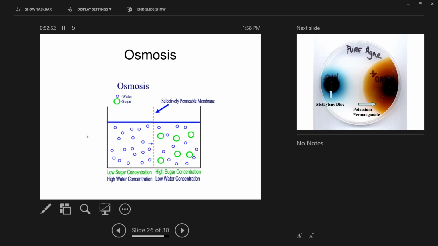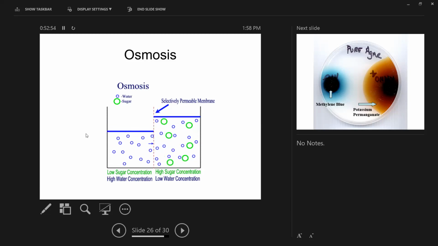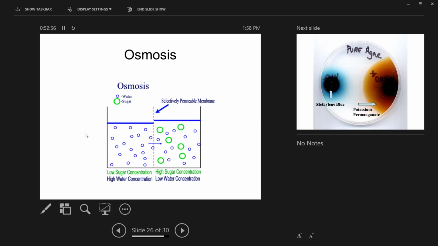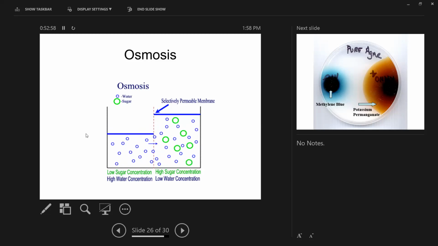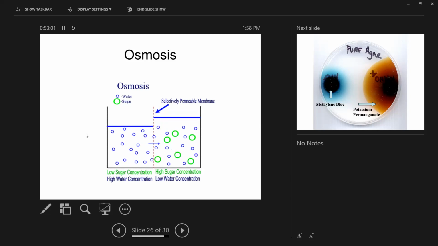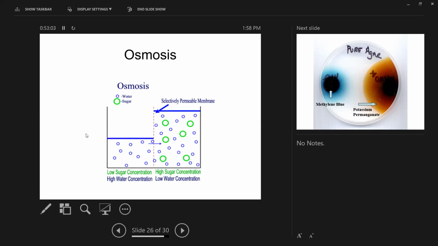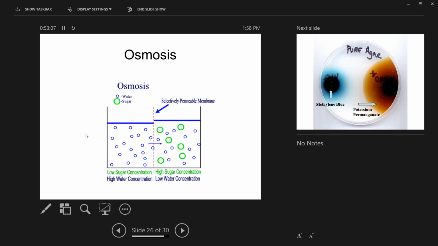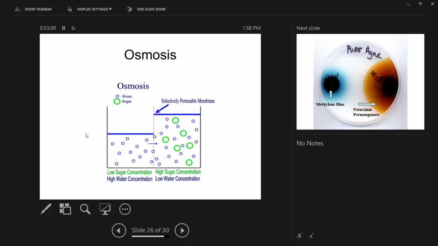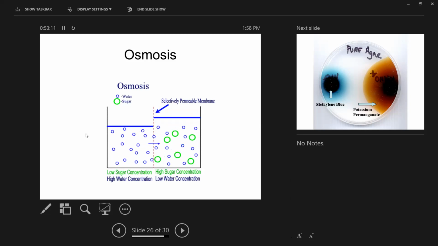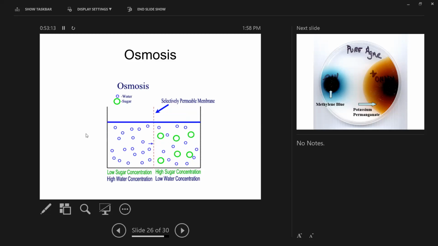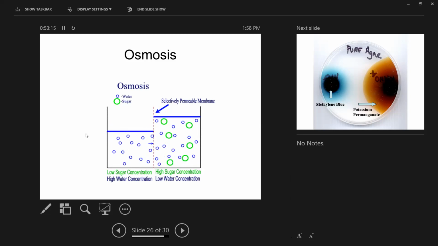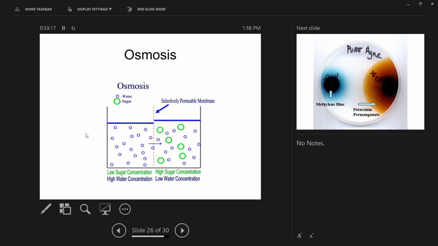When you compare the two sides of the membrane, the side that has the greater water number is the high water side. High water means low solute. And so water always moves from the high water side to the low water side. In our bodies, osmosis plays an important role in keeping the interstitial fluid and the intracellular fluid balanced.